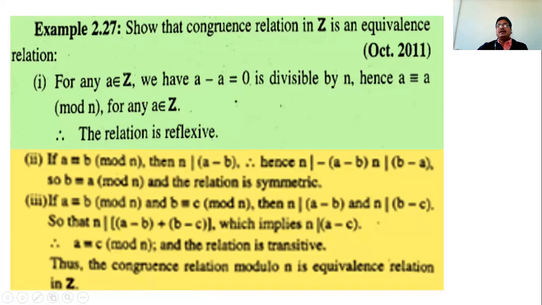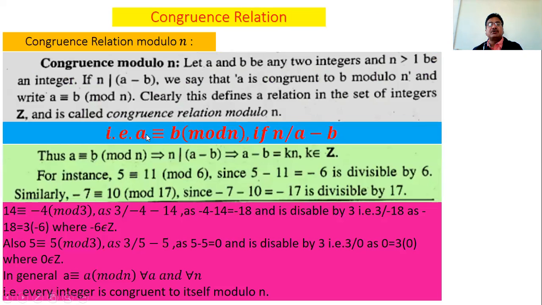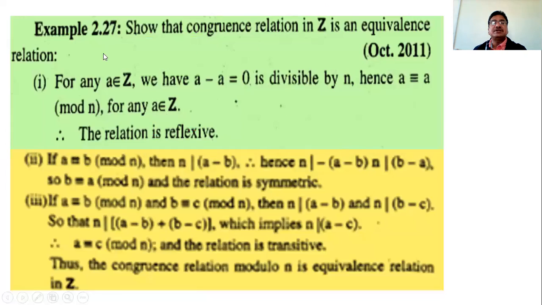So we know that a relation is an equivalence relation if it is reflexive, symmetric, and transitive. So the first condition is we have to show the congruence relation is reflexive. Right here, first the definition of this congruence relation: a is congruent to b modulo n if n divides a minus b. So first we write the definition of the congruence relation.